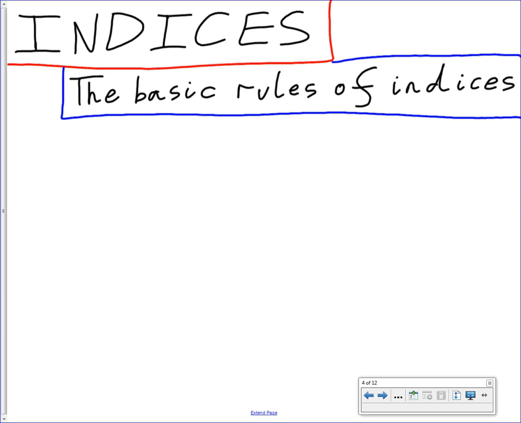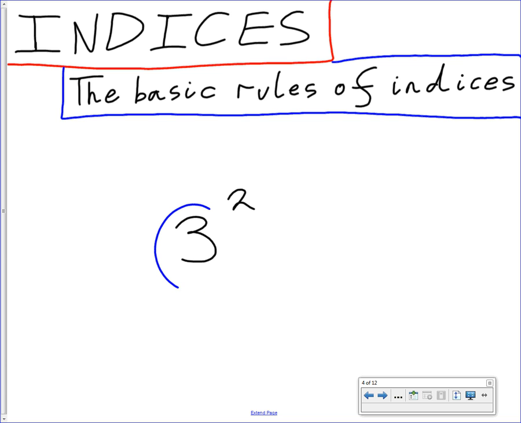Hello there. Now, this section is about indices, and I'm going to talk about the basic rules of indices and show you them. Now, you might be wondering, what's an indices?